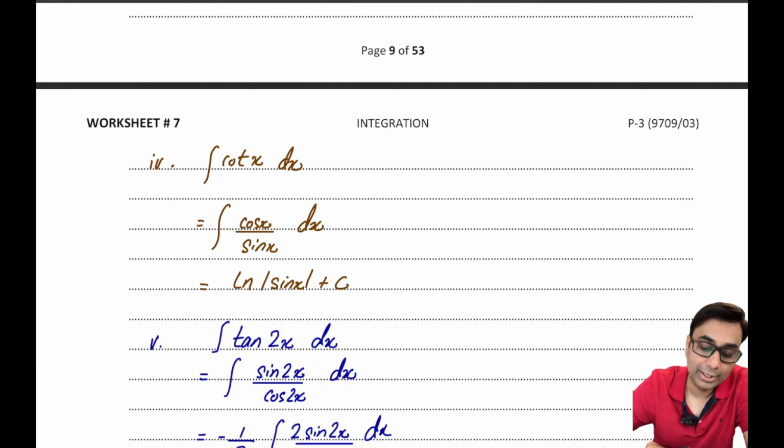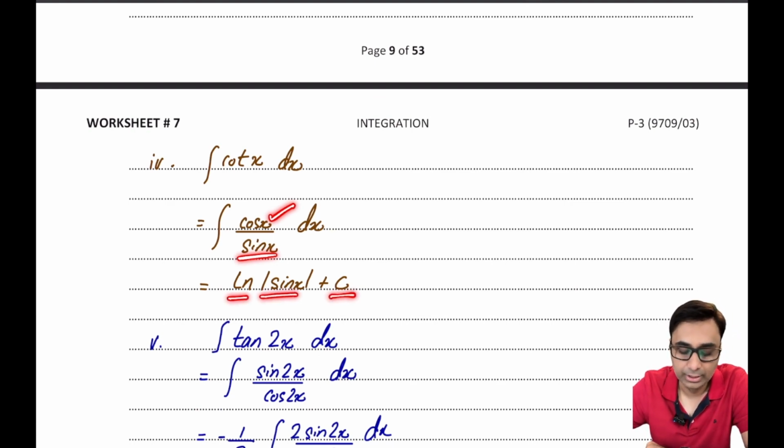Now that does one thing for you. The derivative of sine is cos. So I can see this is the function and its derivative is there, so I can write ln function plus c, and that will be my one-step integration.